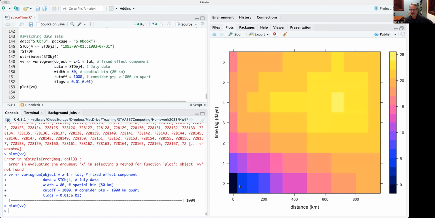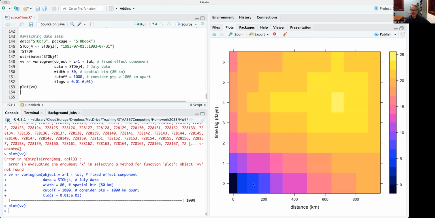Now when I plot VV, here's what I get. And so notice that this is like that plot that I was trying to describe before. In the horizontal direction is the spatial distance. In the vertical direction is time lag. What we're seeing is that for far enough spatial distance and large enough time lag, we're maxing out at about 20 to 25. So our sill is 20 to 25, maybe 22.